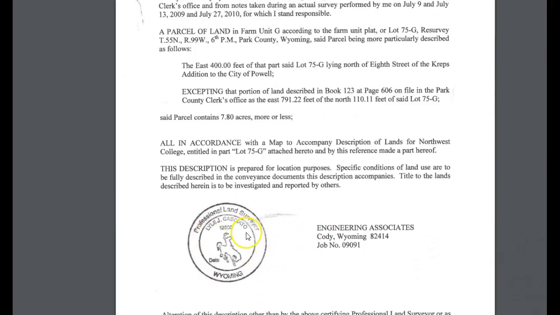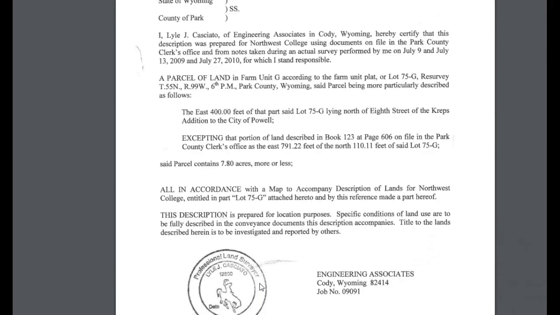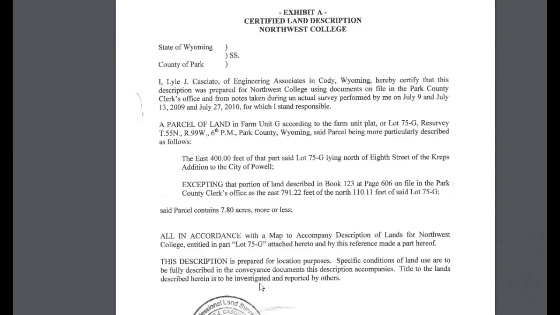This is actually stamped by Lyle Casciato, who works for Engineering Associates. He's actually Zane Flowers' boss. So Lyle is the guy who has the stamp, and his stamping this document is what makes it a legal document. Now, it may seem normal to you, but it's not legal in the United States to sell something that you don't own.